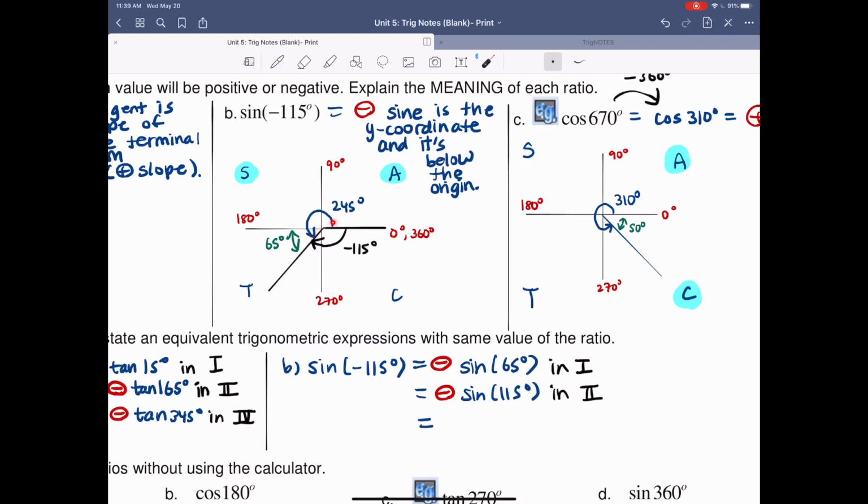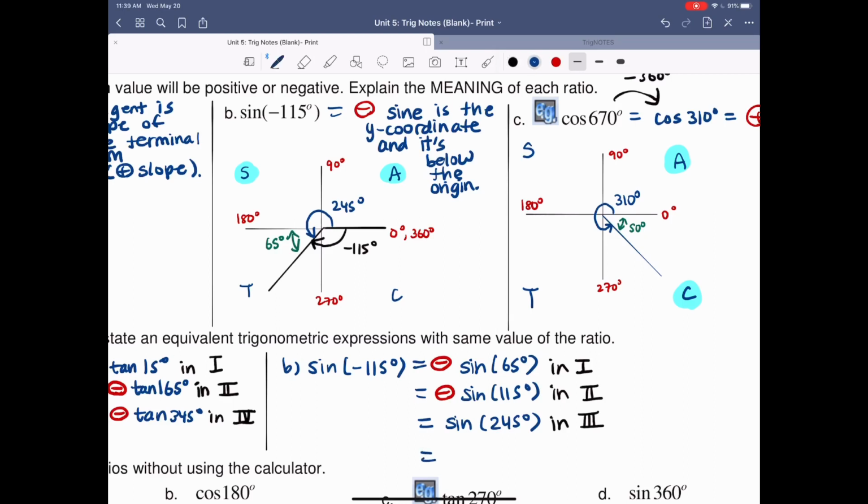Moving on to the next one, with our original, the principal angle version of it is sine 245. So what I'm doing is 360 minus 115 degrees, and I get 245. So I'm going to write sine 245 degrees, which is in quadrant 3.